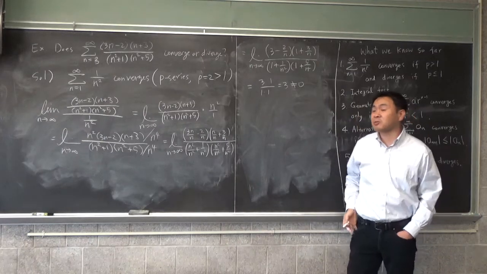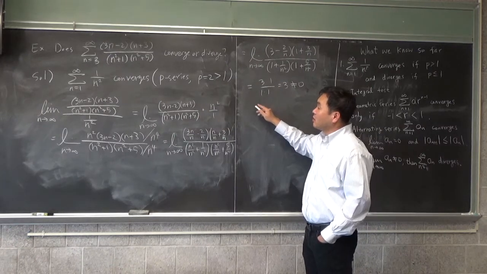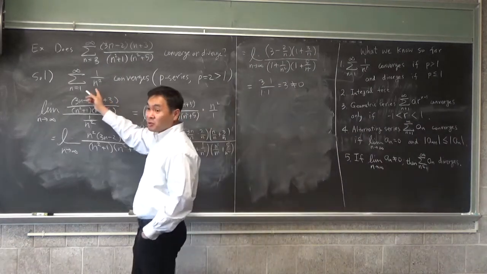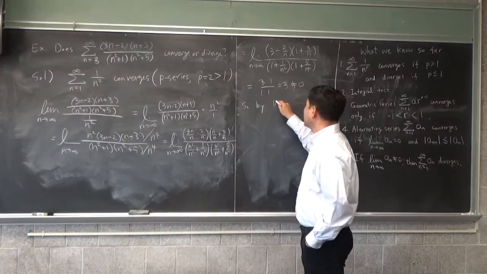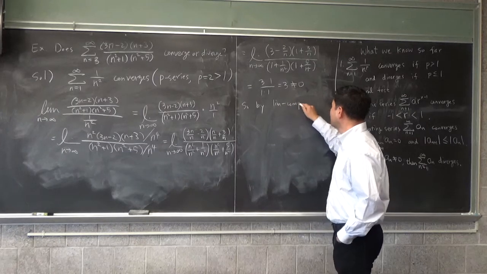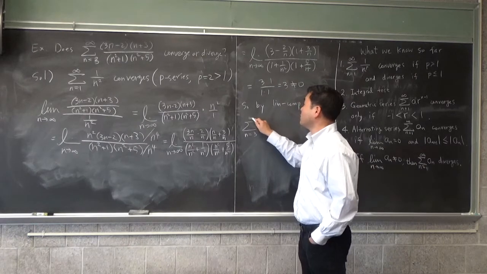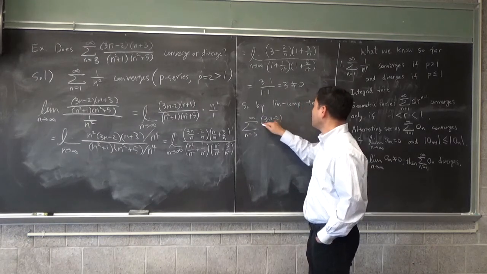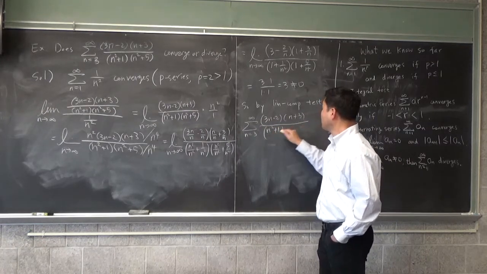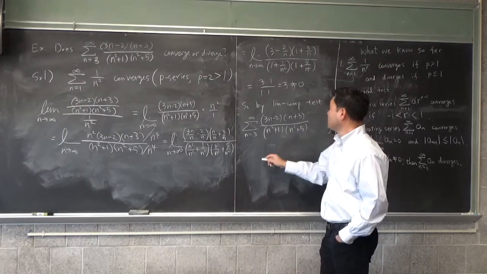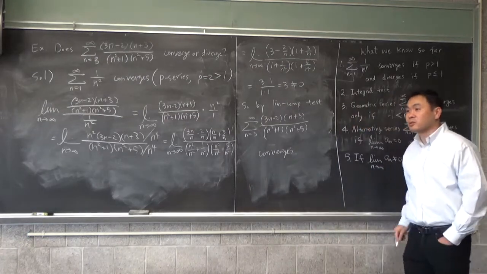So our limit comparison test says if such a thing happens, and if this other one converges, then this one converges as well. Right? So by the limit comparison test, the summation of n equals 3 to infinity of (3n minus 2)(n plus 3) over (n squared plus 1)(n squared plus 5) converges. So that's simply the idea.